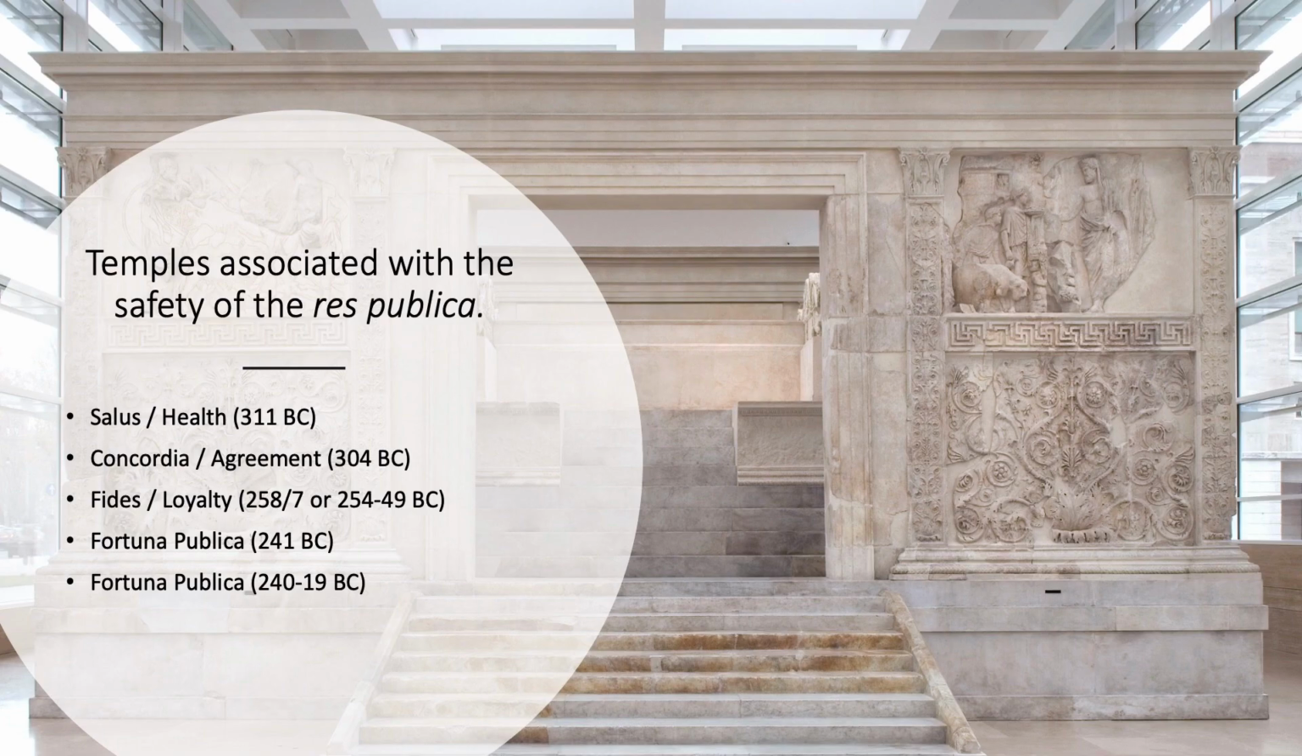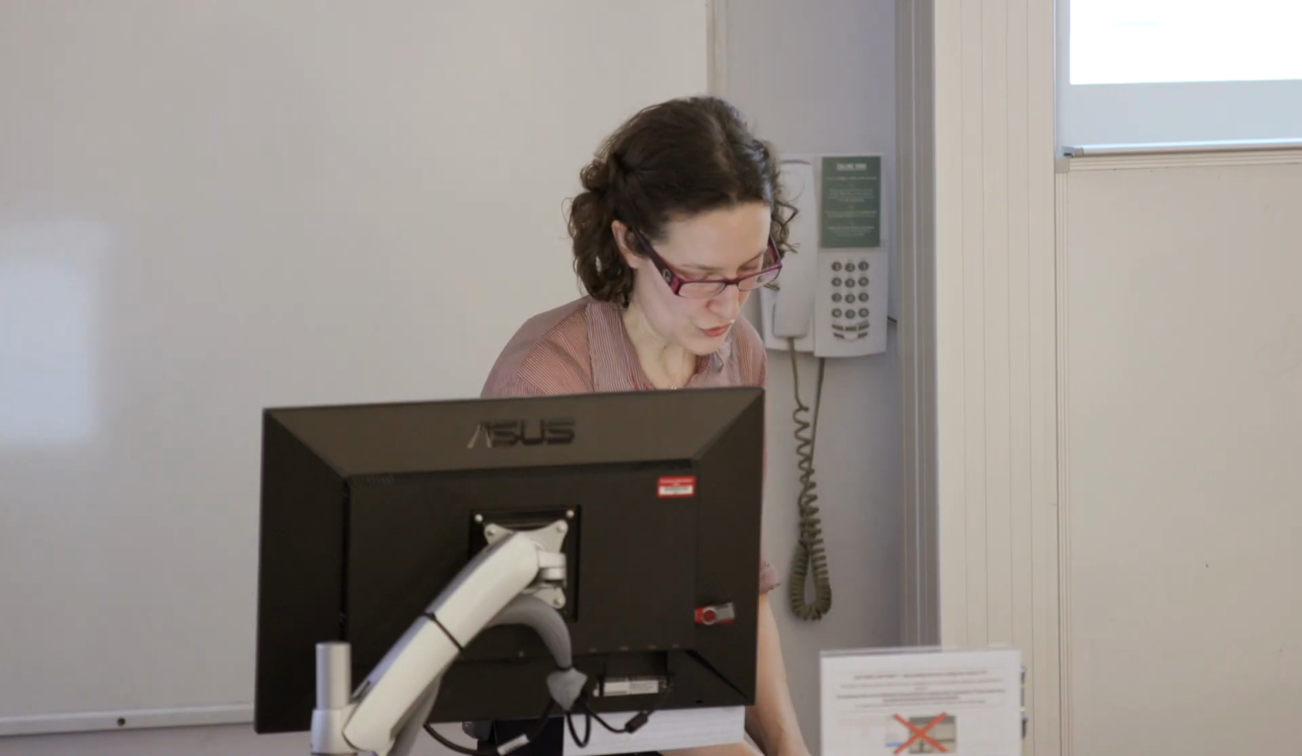And this makes Pax a latecomer to the party in terms of the ideals that were deified and worshipped by the Romans. Other divine qualities or ideals associated with the well-being of the Roman state received cult very early in Rome's history. Some examples: Salus, or health, as early as 311. Concordia, which means agreement, 304. Fides, loyalty, by the mid-3rd century. And two iterations of Fortuna Publica, public good fortune.